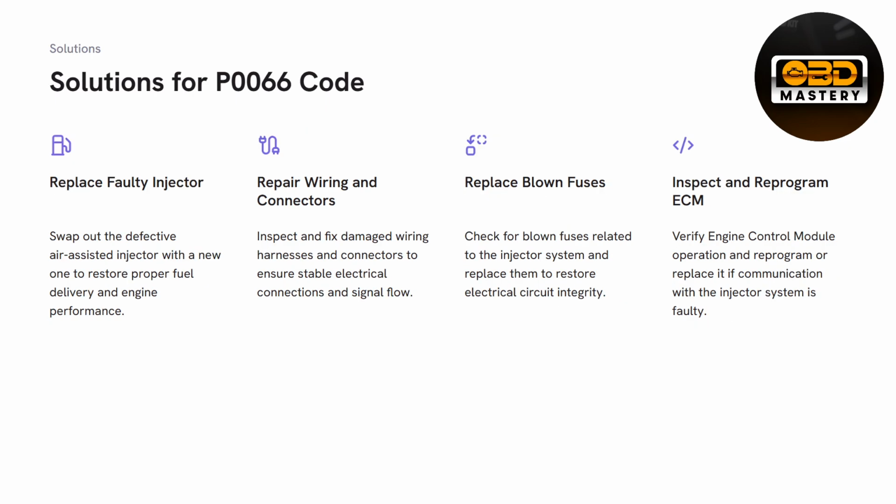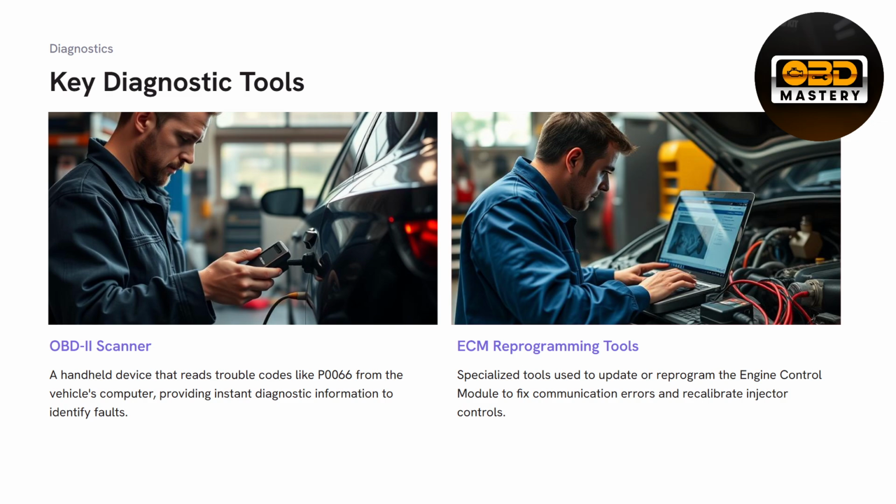Now I'm going to go ahead and read the solutions. Replace faulty injector, replace wiring connectors. You could also replace blown fuses or inspect and reprogram the ECM. Now, reprogramming the ECM we'll get into really quickly, and I'll tell you how to do it. But key diagnostic tools: OBD2 scanner or ECM reprogramming tools. Now, when it comes to reprogramming the ECM, a lot of the OBD2 tools, at least the digital ones, give you the option to program or reprogram the ECM.